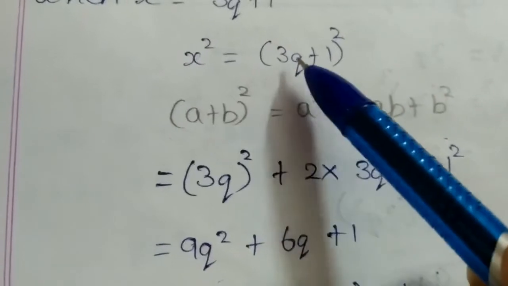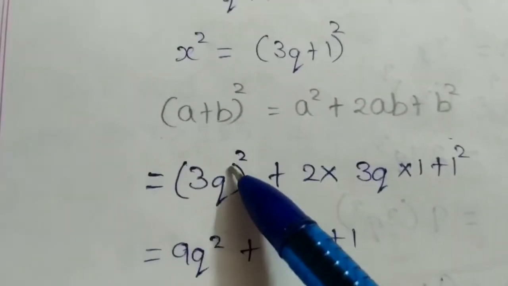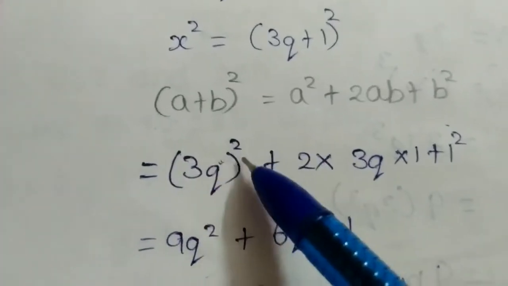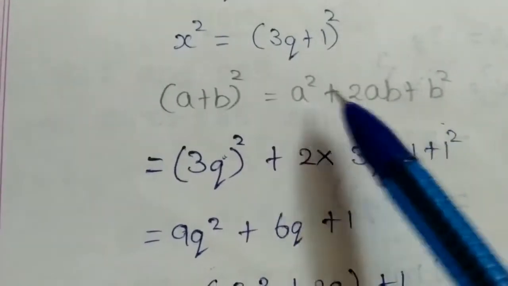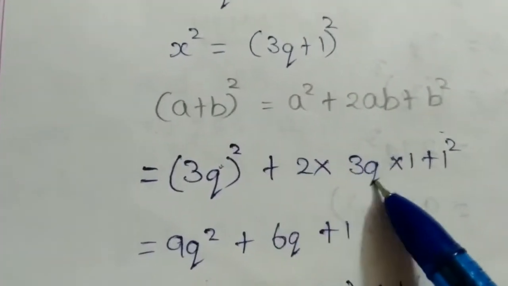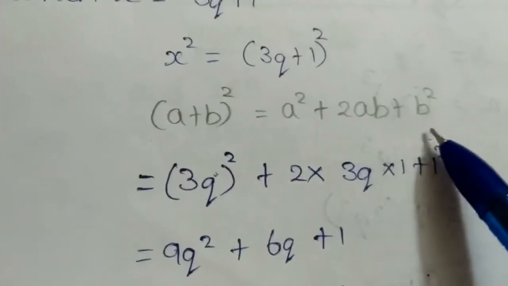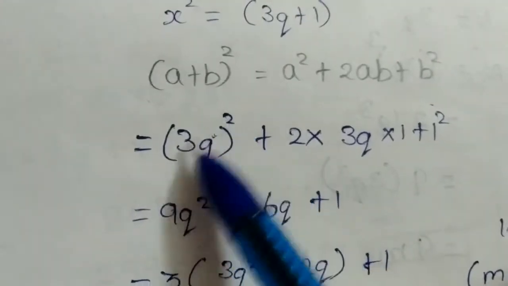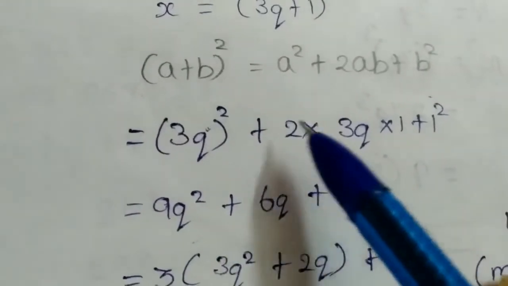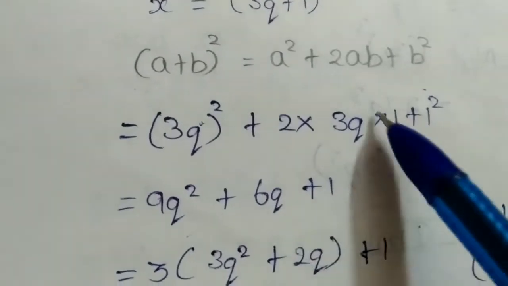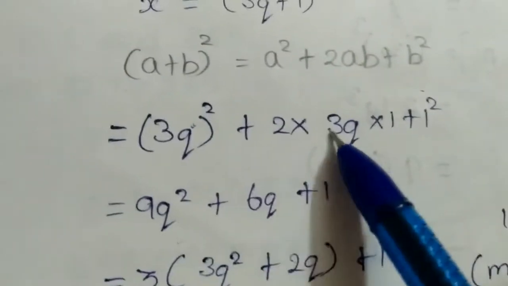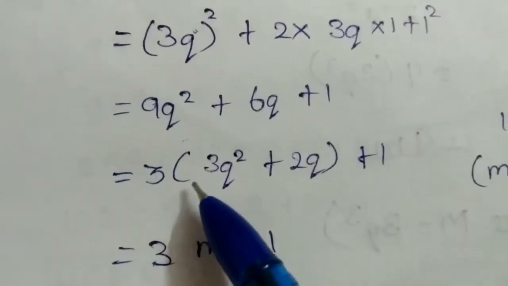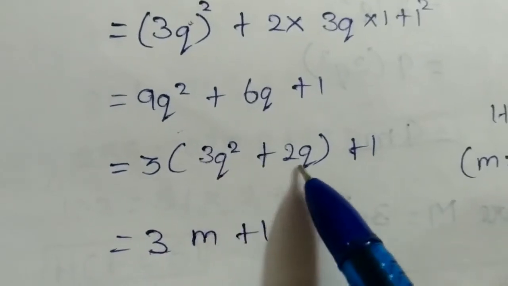See, a square means what? Here a is 3q. Square means you should not write 2 here, only 3q whole square you should write. Next, 2ab. So 2 into a, 3q, into b, 1. Next b square, what? 1 square. Then 3 into 3, 9q square plus 2 3s are 6q, plus 2 3s are 6q into 1, also the same 6q, so plus 1 square.